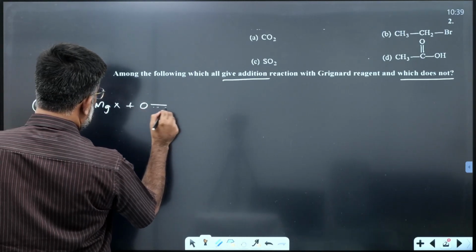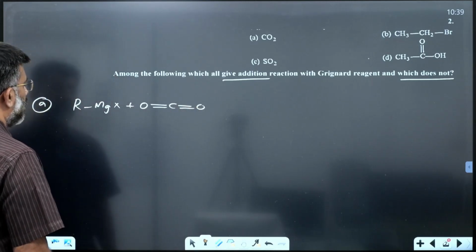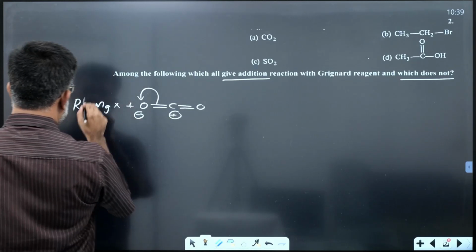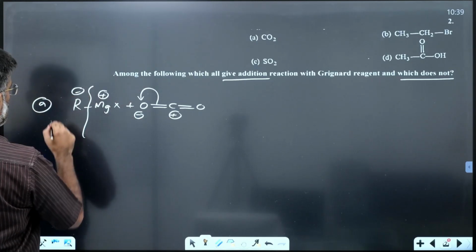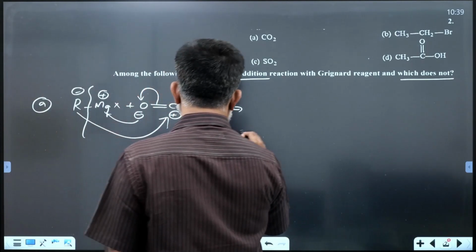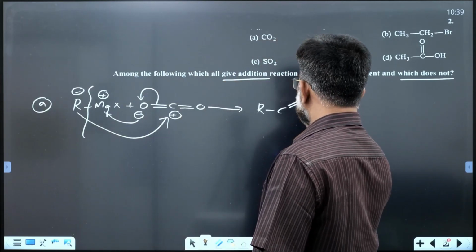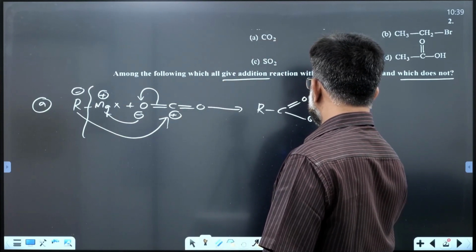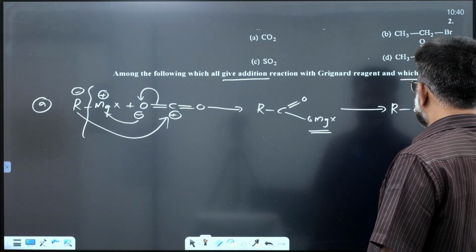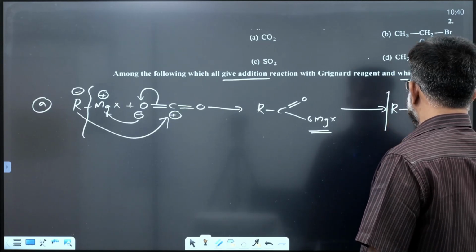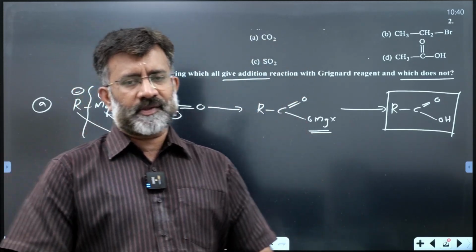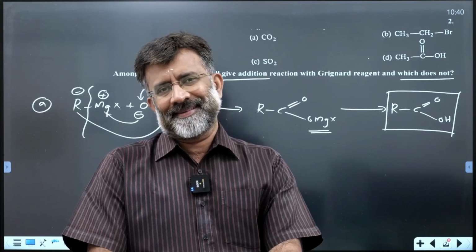RMgX plus carbon dioxide. It is polarizing as minus and plus. It's breaking here as plus and minus. Minus will be attached here and O minus will interact with this. Preparation of carboxylic acid: RCOOMgX, which upon hydrolysis gives RCOOH, carboxylic acid. Preparation of carboxylic acid is a very important reaction that we learned in the textbook.